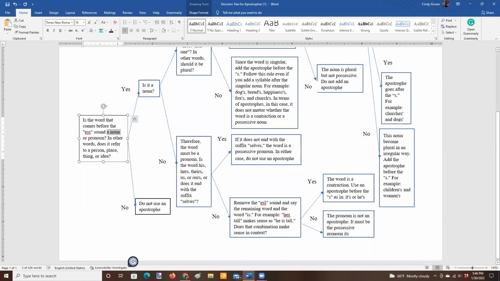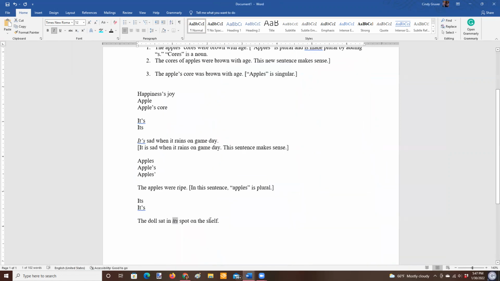So we're going to remove the S sound and add the word is. Let's see what happens to our sentence. The doll sat on it is spot on the shelf. Does that sentence make sense? This sentence does not make sense.